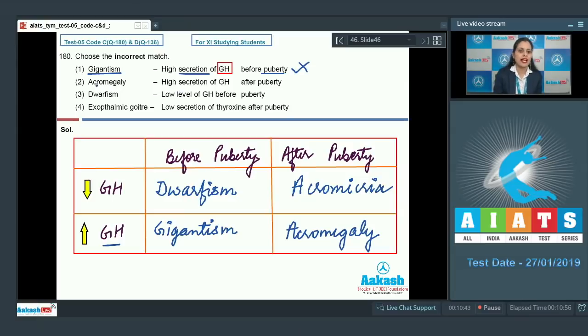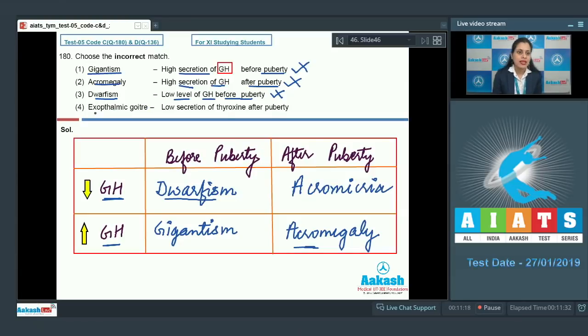The next option is acromegaly, and the match given is high secretion of growth hormone after puberty. And as it is also a correct match, so this cannot be a correct answer to our question. As you can see here, acromegaly is caused because of the hypersecretion of growth hormone after puberty. The next match given is dwarfism, and the match given is low secretion of growth hormone before puberty. And as it is also a correct match, so this cannot be a correct answer to our question, because dwarfism is caused because of the hyposecretion of growth hormone before puberty.